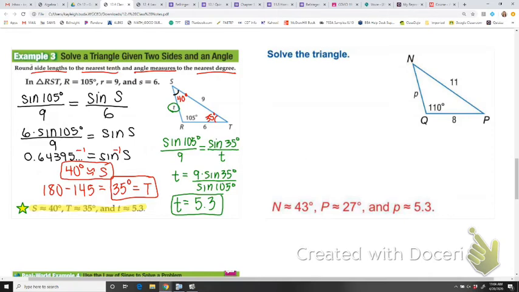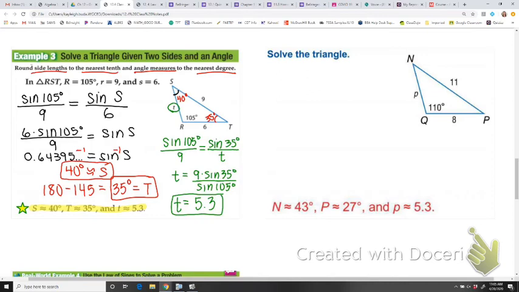So use another law of sines ratio with two fractions. The sine of 105 degrees over 9, its angle over its opposite side, equals the sine of 35, since we found that angle, over its opposite side length t. Use cross products. So we're going to multiply 9 times the sine of 35 and divide by the sine of 105. We can type that directly in and get 5.3. So you have angle S is 40 degrees, angle T is 35 degrees, and side length t is about 5.3.